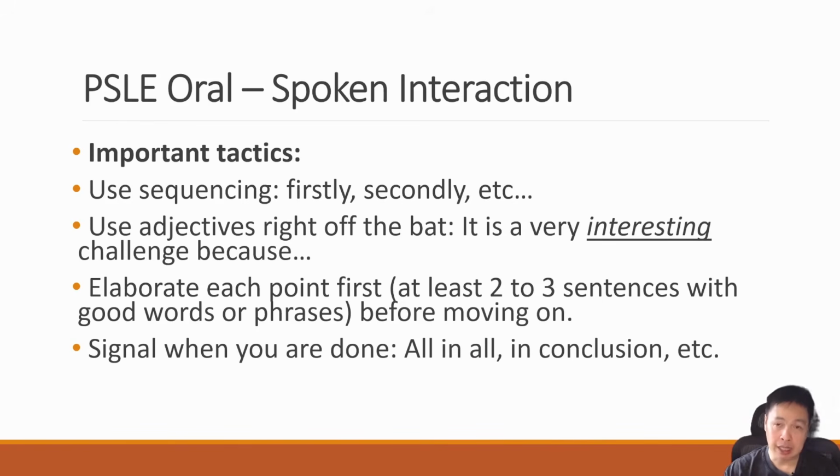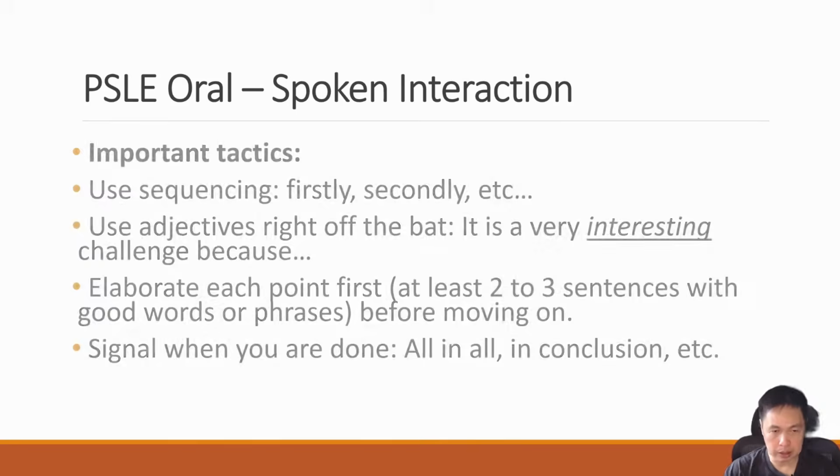And when you're done, remember to give a signal, right? By saying something like, all in all, in conclusion, etc. Just to let the examiner know that you are done. Otherwise, you'll be sitting, just looking at the examiner very awkwardly, right? The examiner doesn't know. Are you thinking? Are you coming up with the next point? Unless you signal, all right?